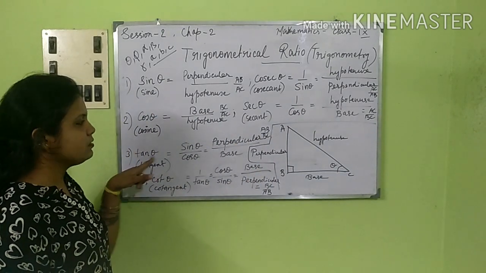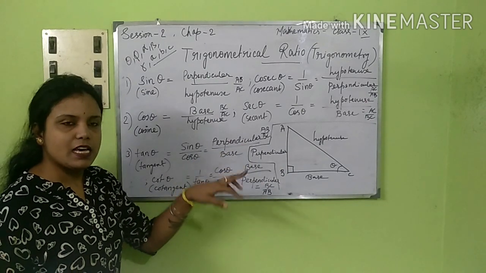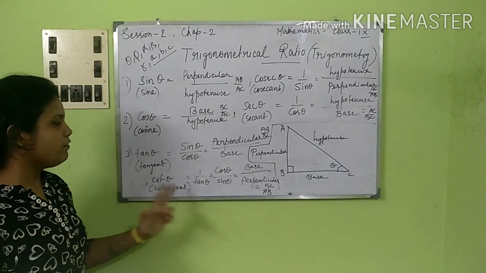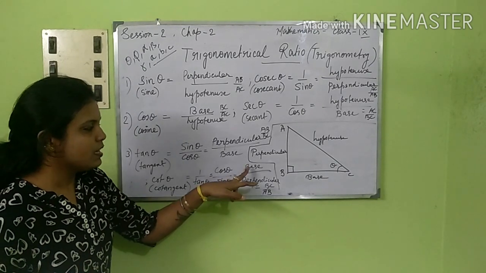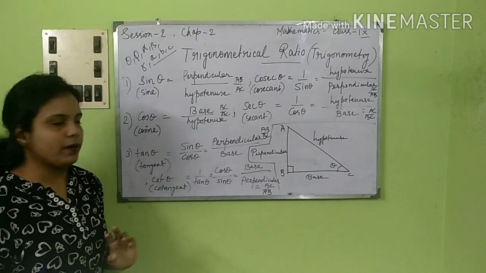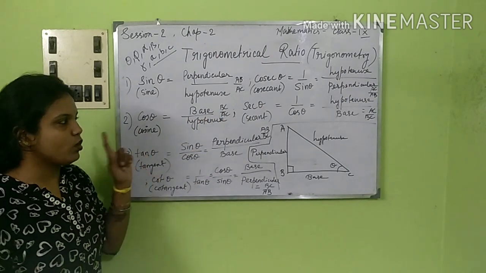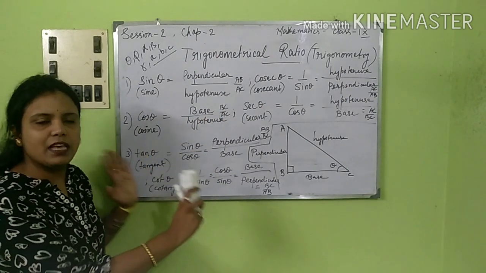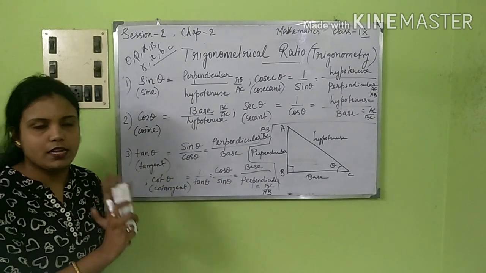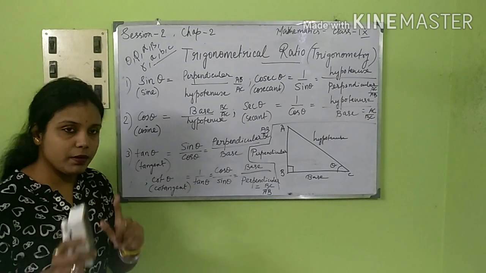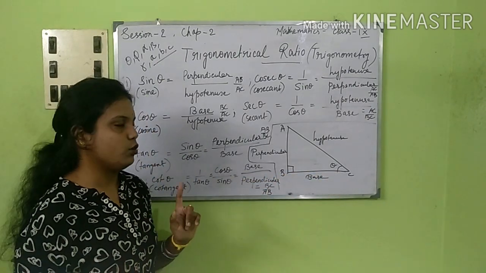Next, tan theta gives you sin theta by cos theta, which gives you perpendicular by base. The reciprocal of tan theta gives you cot theta, which is cos theta by sin theta, which gives you base by perpendicular. So these are the trigonometrical ratios. This is the main thing in this chapter. You just need to remember all this, nothing more than that. And in particular, you need to see which angle it is concerned with.